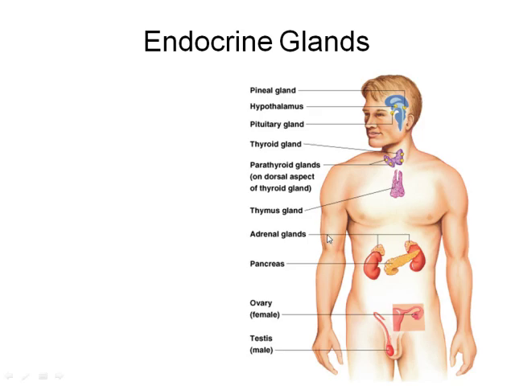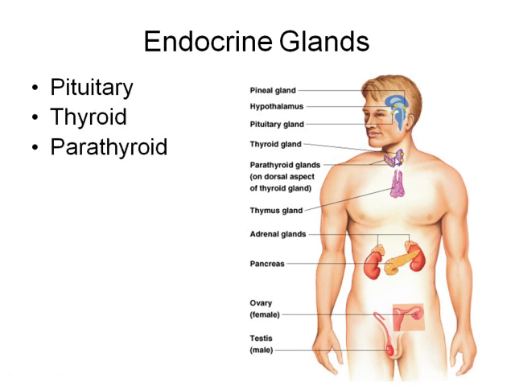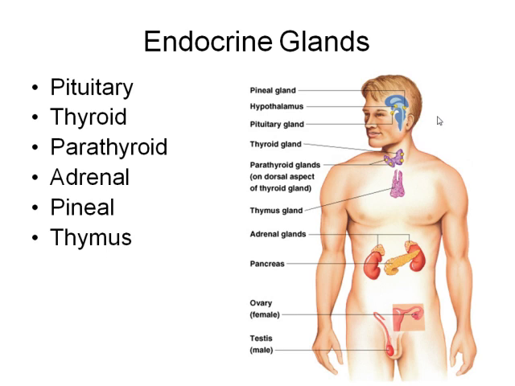There are several endocrine glands in the body. We have the pituitary here in the base of the brain, and the thyroid and the parathyroids located here in the neck. The adrenal gland sits on top of the kidneys. The pineal gland is also in the brain, and the thymus is here in the mediastinum. Now these all pretty much only have an endocrine function.